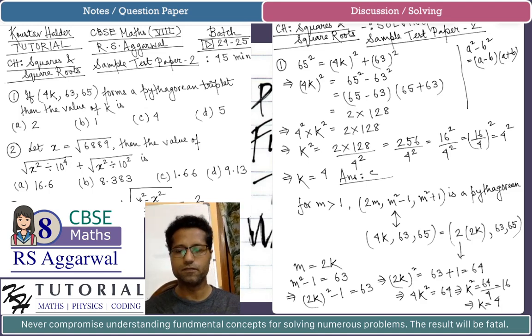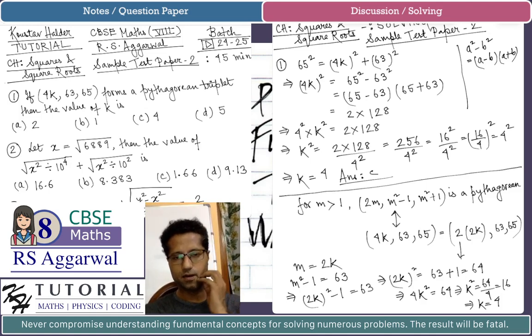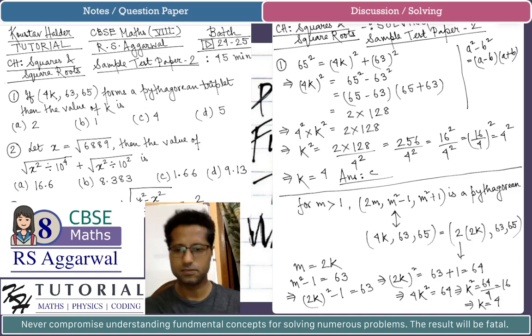So this was another method of solving the problem. We could apply this concept because we can see that in the given Pythagorean triplet, the first number is 4k, which can be expressed as twice m for some natural number m greater than 1. So you can solve this problem in these two ways. Both the methods will take, I guess, the same amount of time. It does not make much of a difference.